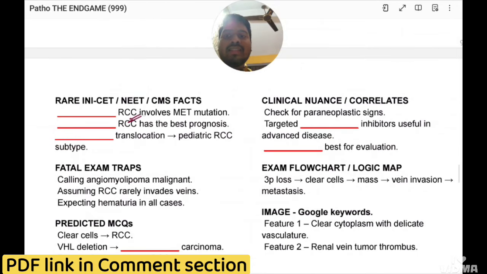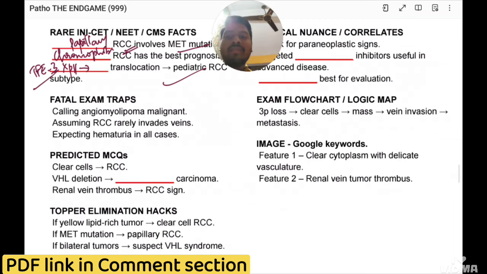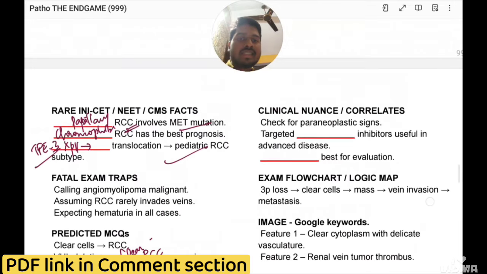Next, which RCC involves MET mutation? We have seen papillary carcinoma. Next, which RCC has the best prognosis? Chromophobe. Next, which translocation? Xp11 translocation, TFE3 mutation leading to Xp11 translocation. VHL deletion is related to renal cell carcinoma. Which type? Clear cell.